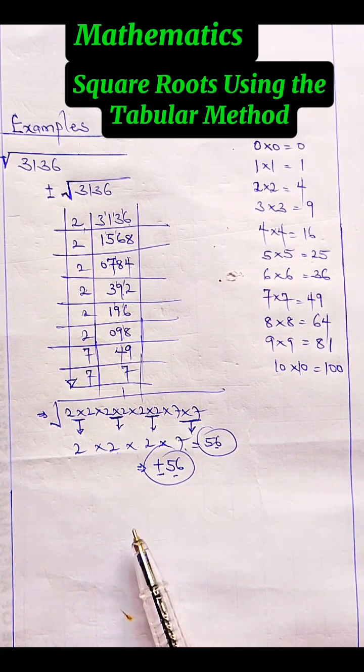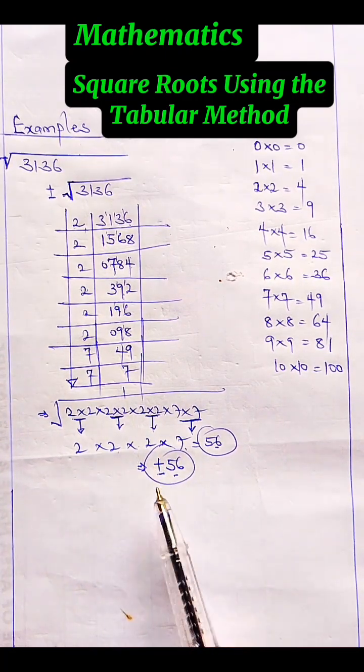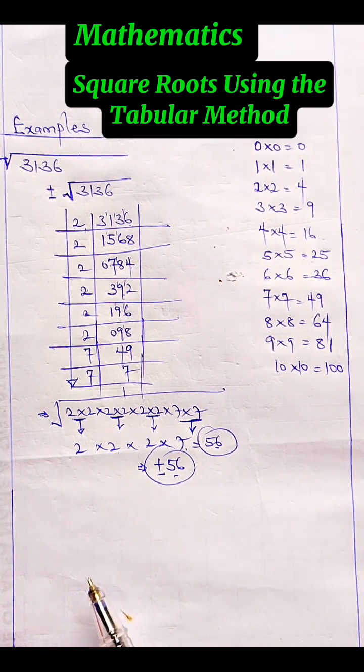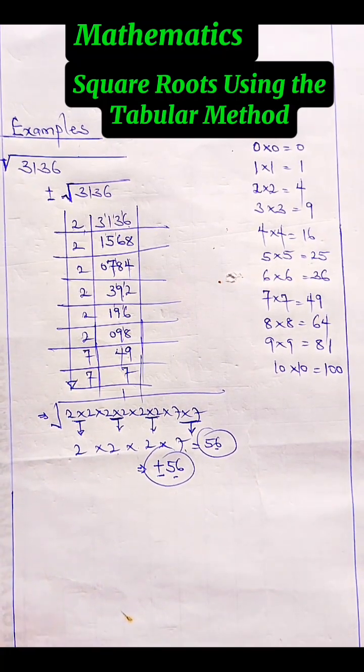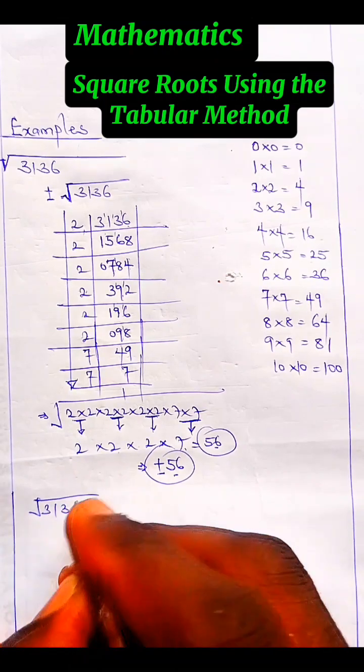So we're going to be using that very method to get the square root of this. Before we use that method, you have to understand basic arithmetical operations, addition, subtraction of numbers, and so on, and division also. So now let's do that method. This is what you're going to do first. You write out the square root of 3136.